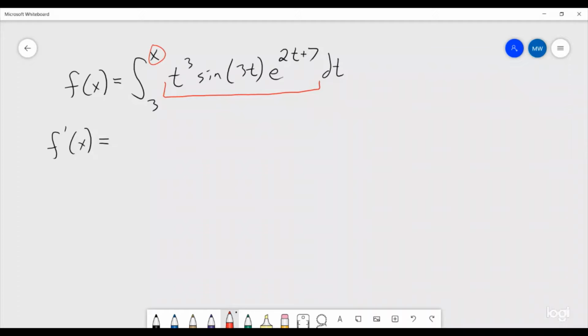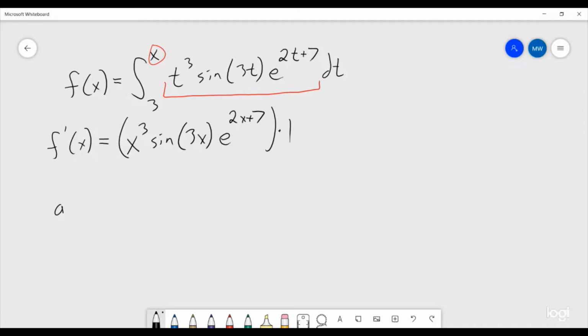So that means that the derivative of f is just going to be x cubed sine of 3x e to the 2x plus 7, all of this multiplied by the derivative of x, which in this case is 1. So that's how we can figure out f prime of x.